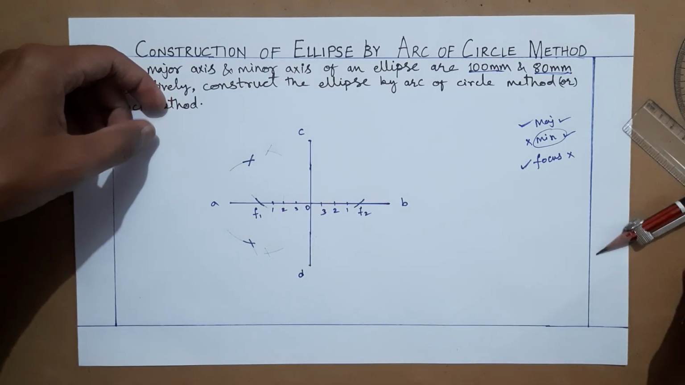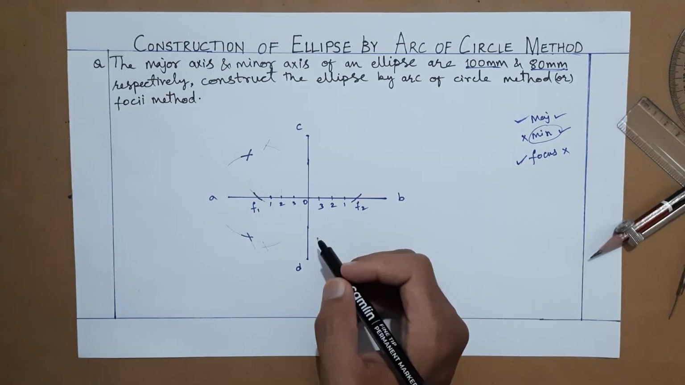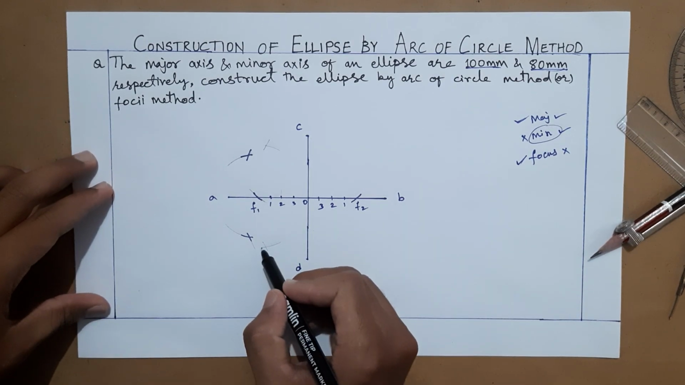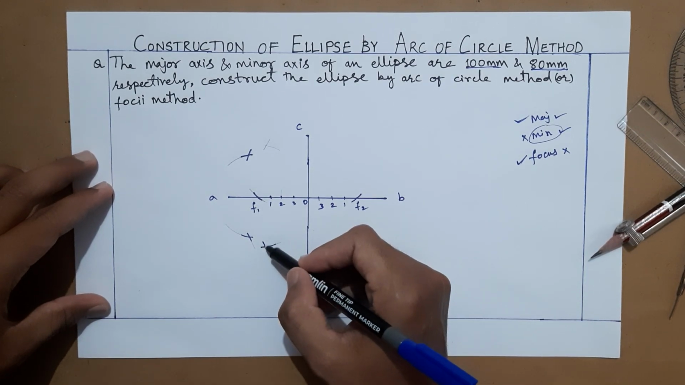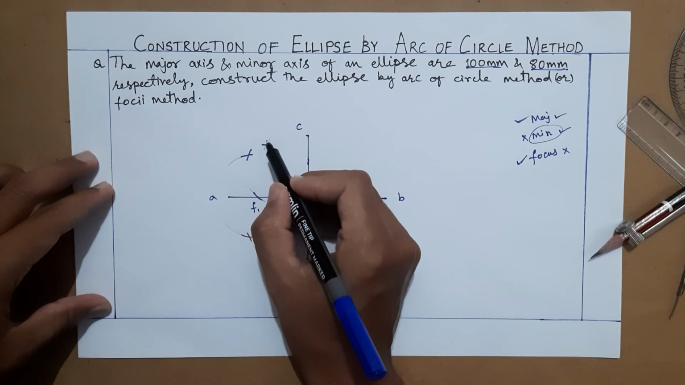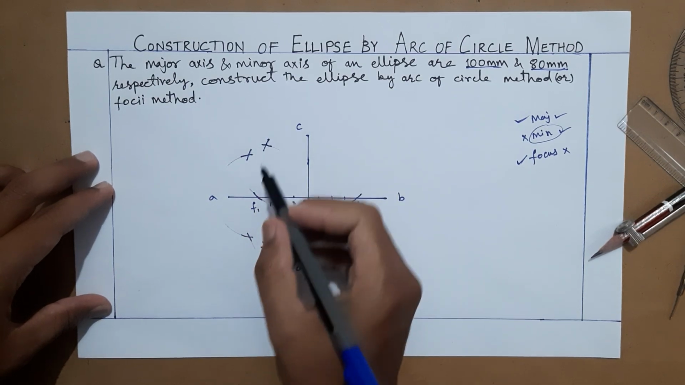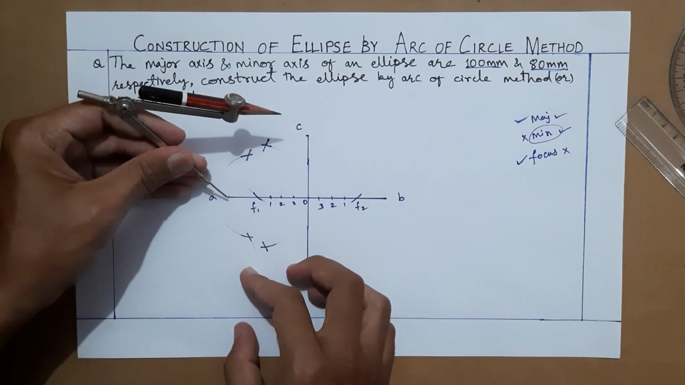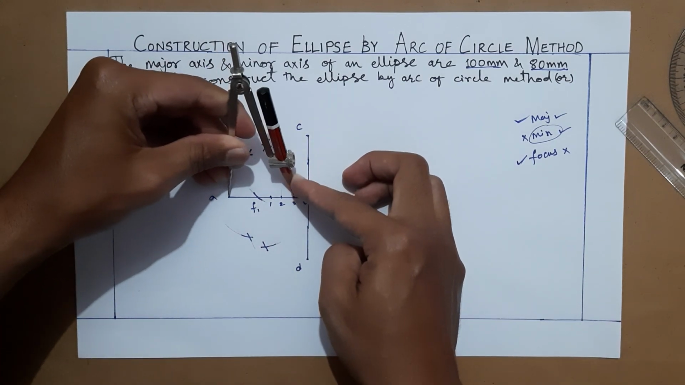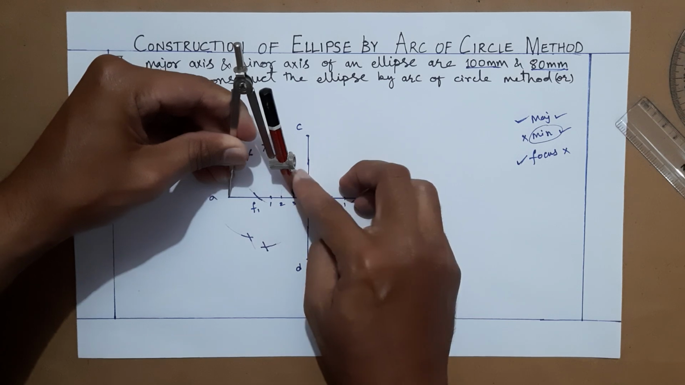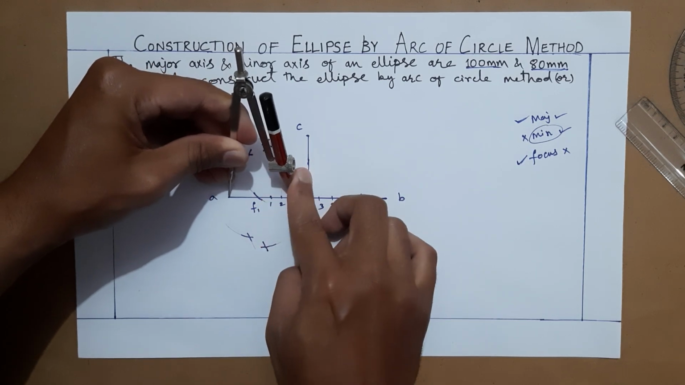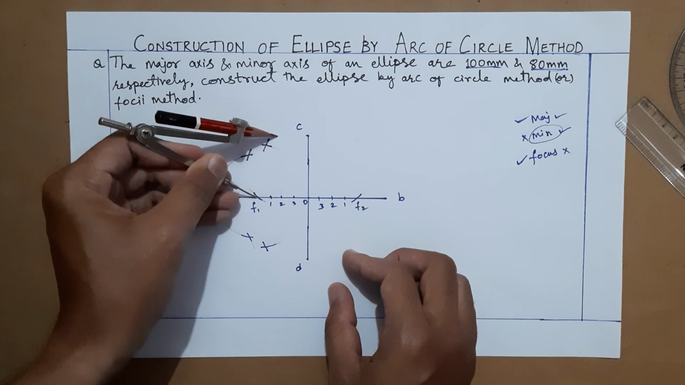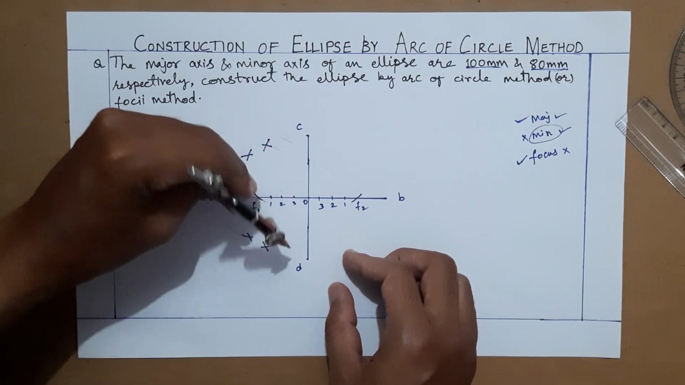Okay, now what you have to do is, here again I'll make the previous arcs a little bit darker with that pencil. So here are the two more points. Now the same procedure will follow. A to 3 as radius, you have to take the exact radius, F1 as center, draw one arc here, another arc here.